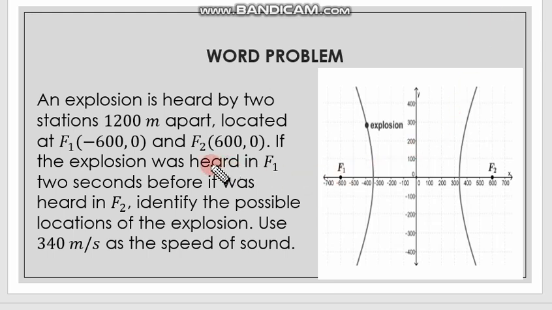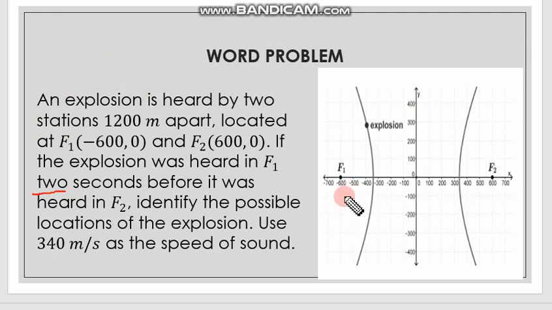Okay, word problem. An explosion is heard by two stations 1,200 meters apart, located at focus 1, negative 600, 0, and focus 2, 600, 0. So if the explosion was heard at focus 1 two seconds before it was heard at F sub 2, or focus 2, identify the possible locations of the explosion. Use 340 meters per second as the speed of sound.